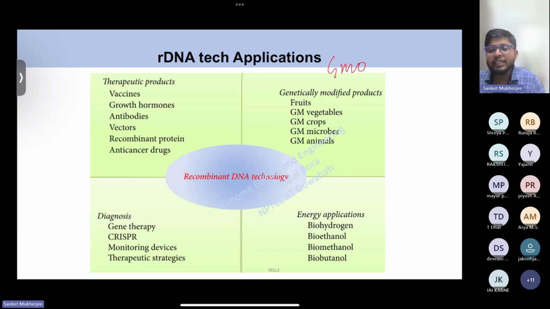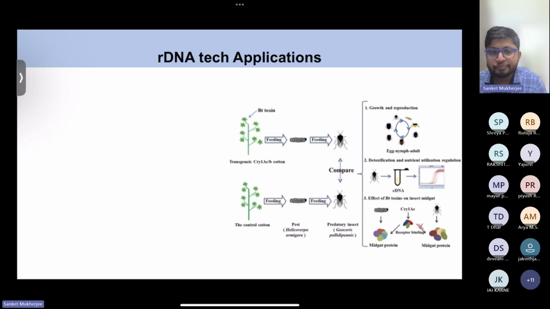There are various ethical concerns with this, and there are some energy applications also, like biohydrogen, bioethanol, biomethanol, which are produced using fungus, algae, stuff like that. Ideally, a normal fungus or algae will not produce bioethanol, but using recombinant DNA technology, we insert the gene and then we produce it. So these are some of the applications.